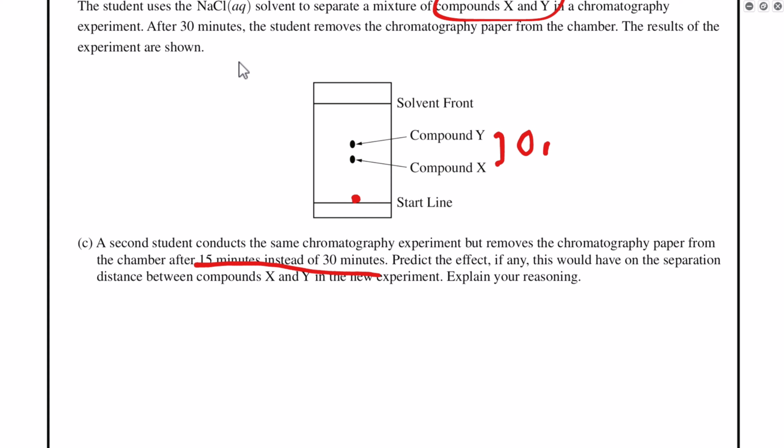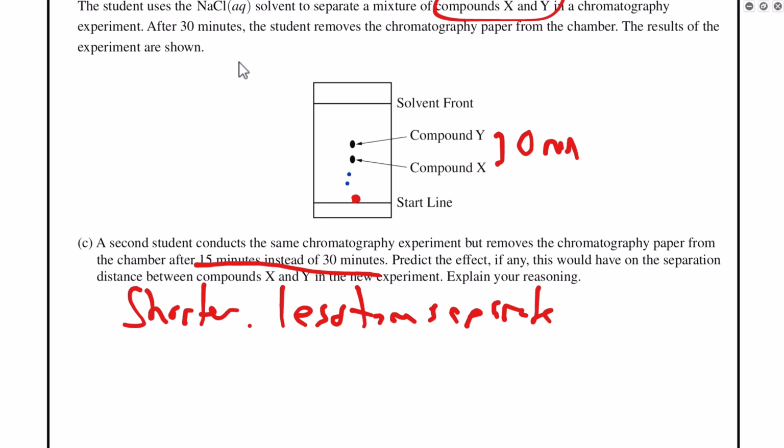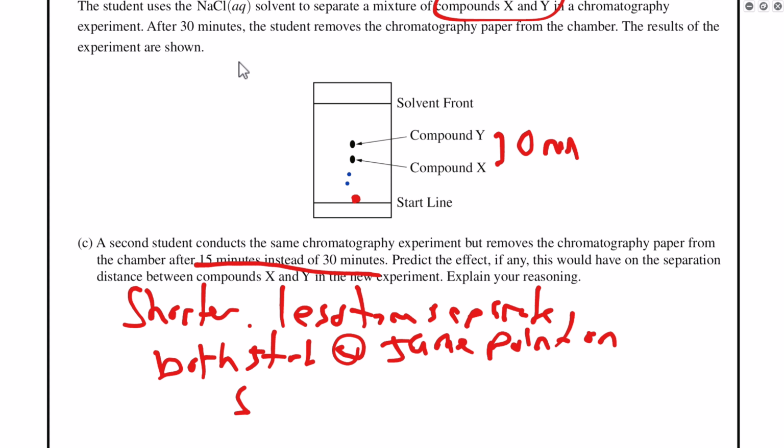If this is after 30 minutes, if 15 minutes, I'm going to use a different color for this. I'm going to use blue. At 15 minutes, they're not going to be as far apart. They're going to be further down on the line here. So the effect on the distance is that the distance is going to be shorter. And the reason is really that they have less time to separate. Both start at the same point, on the start line. So really the separation would be less.